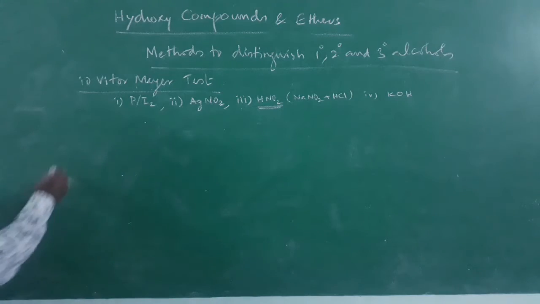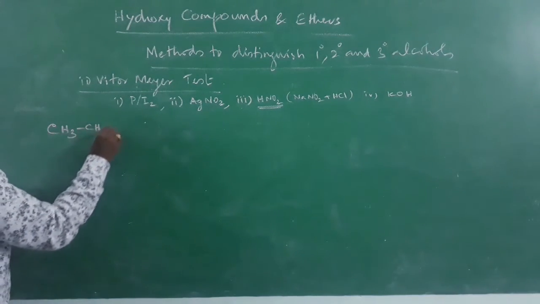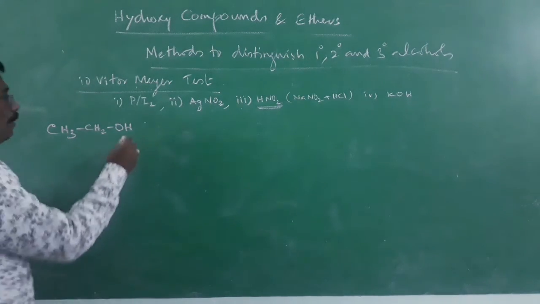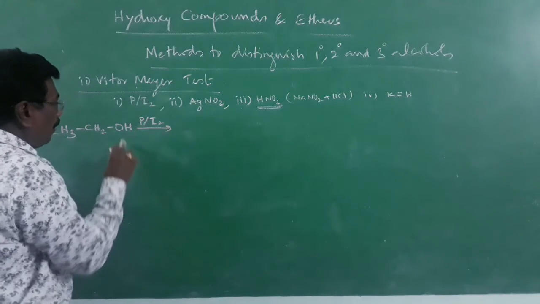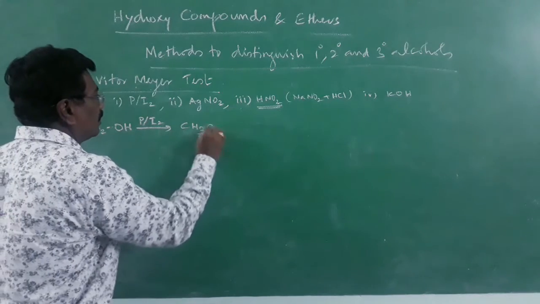Let me take primary. CH3CH2OH, ethyl alcohol, a primary alcohol, because carbon having OH is directly bonded to only one carbon. It is made to react with phosphorus and iodine. What is happening? The OH will be replaced by iodine. So you will be getting CH3CH2I.